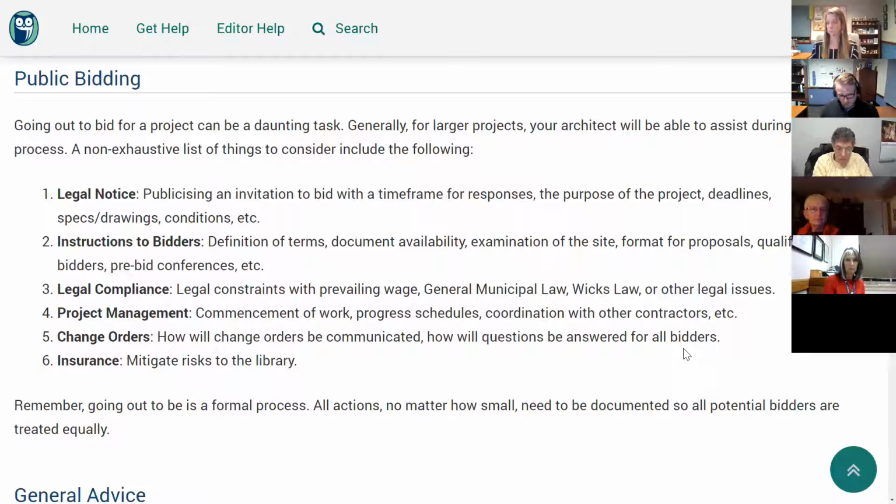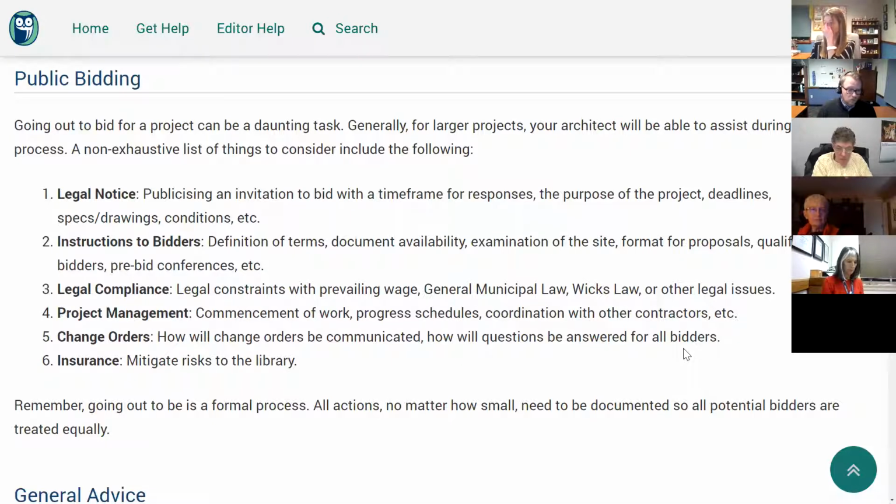You're going to have some legal compliance issues. This may be where your legal counsel comes into play because there's legal constraints with prevailing wage, general municipal law, Wick's law, which libraries fall under and could cause some issues, and any other type of legal issue that may come up. Project management, so you're going to want to make sure that it's understood when the work is going to start, any progress schedules, how coordination between contractors is going to happen, all that good stuff. That's why it's nice to have the architect involved with these.